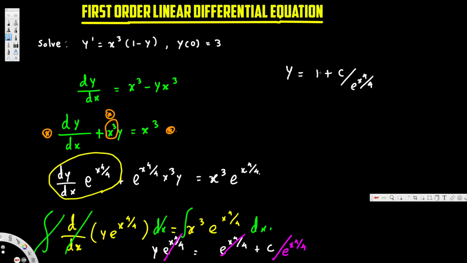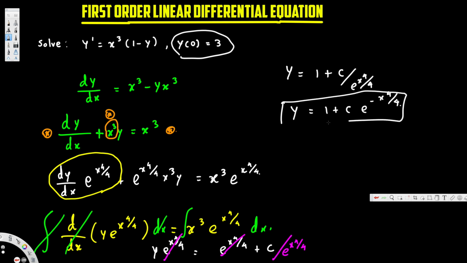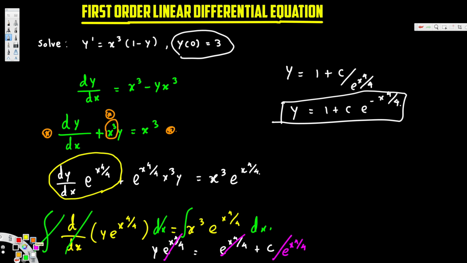Okay, so this is the general solution, but we can also bring this e to the upper side. If we do that, that's going to become e power negative x power 4 divided by 4. Now when we have an initial value given, we have to find the particular solution. We substitute the x and y values and solve for c. After we find c, we plug it back into this equation and express our final answer.